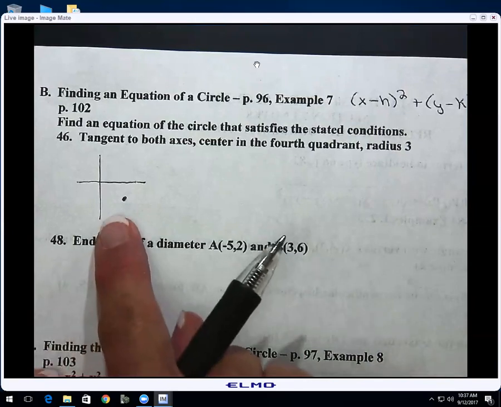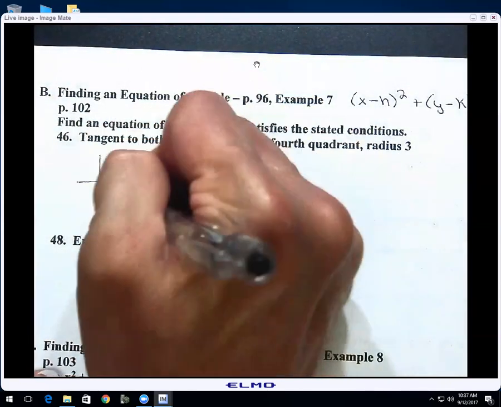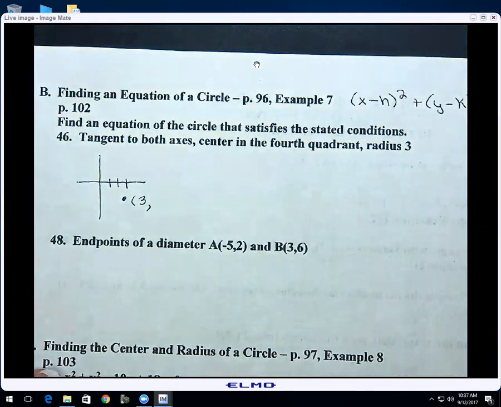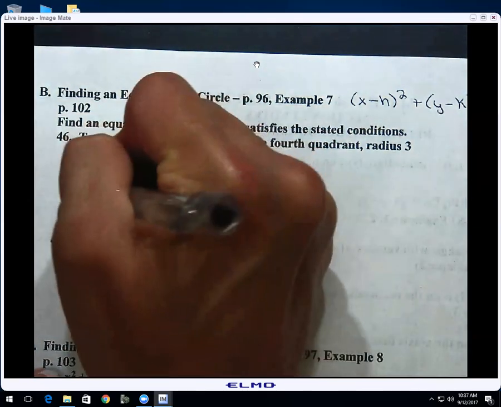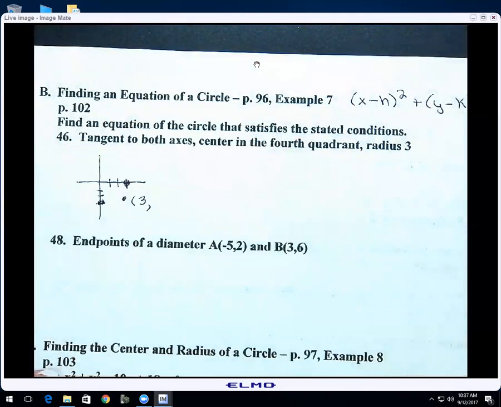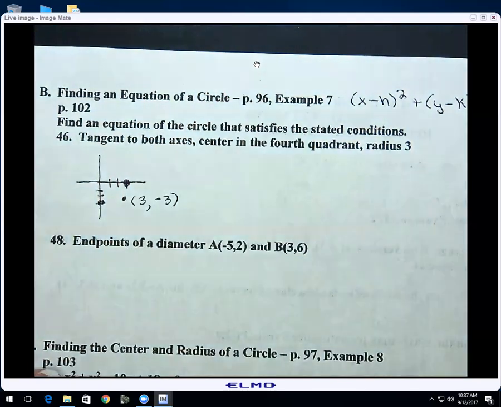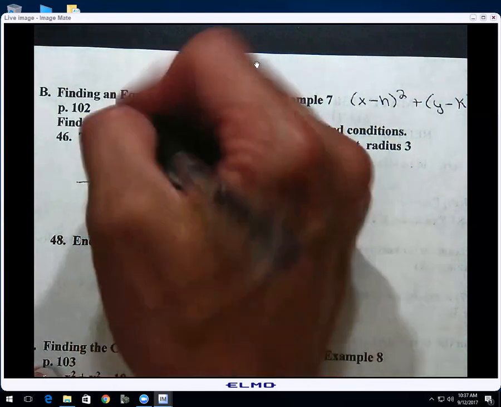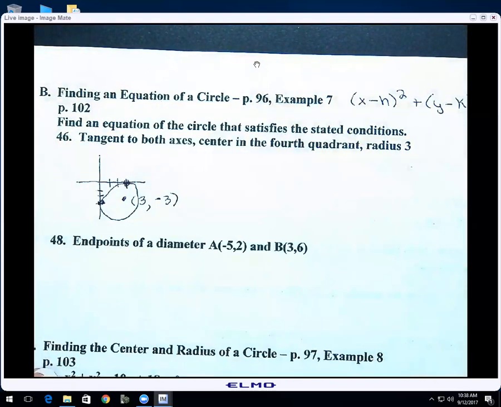But in the 4th quadrant, if the radius is 3, that means this distance is 3, and the x-coordinate of the center is 3. It hits the x-axis right there. It hits the y-axis right here, which means the y is negative 3. The center of my circle is 3, negative 3. And I'm going to draw that circle just to make sure I've satisfied all the conditions that I was given.